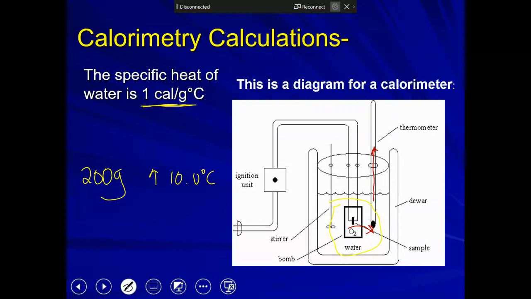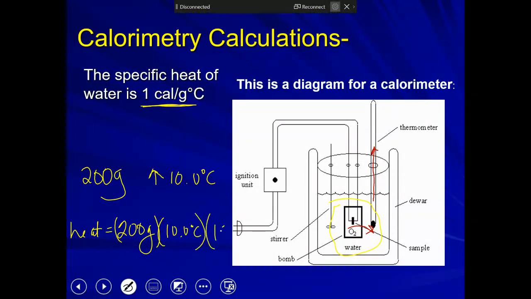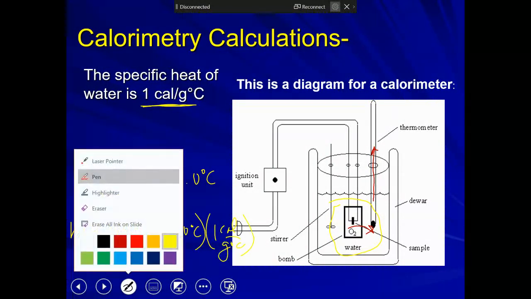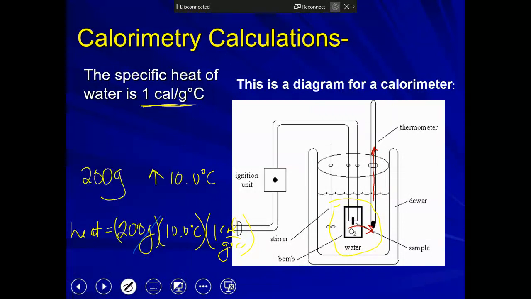So we know that for every gram and every degree Celsius, we need a calorie. If you even just look at the units, you can usually just see what to do with things. So if we take the mass and multiply by how much the temperature went up, and multiply by that specific heat, 1 calorie per gram degree Celsius, we can see that our grams divide out, our Celsius divides out, and we would be left with how many calories of heat.